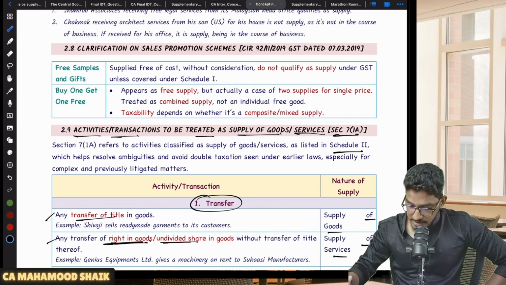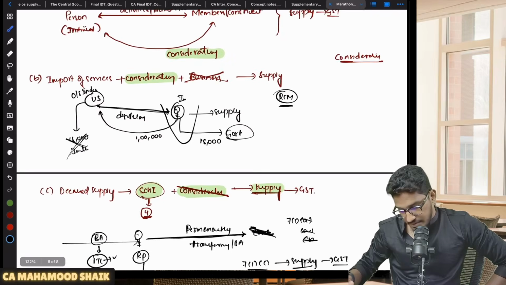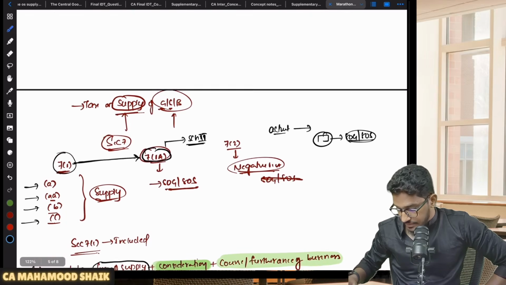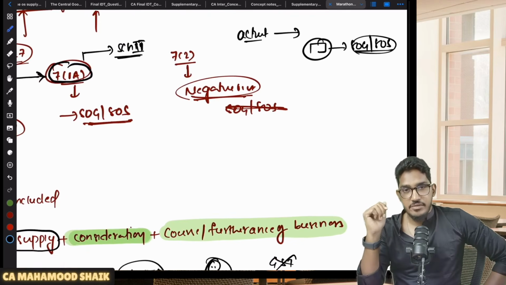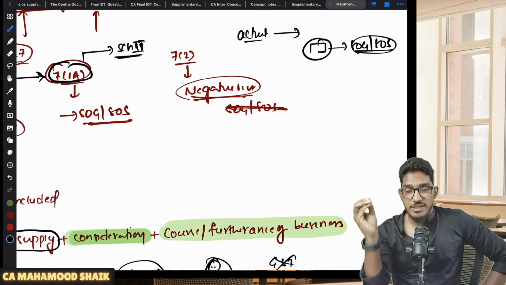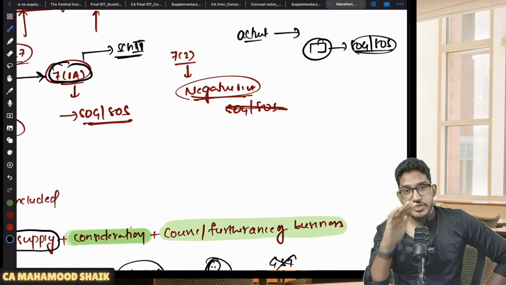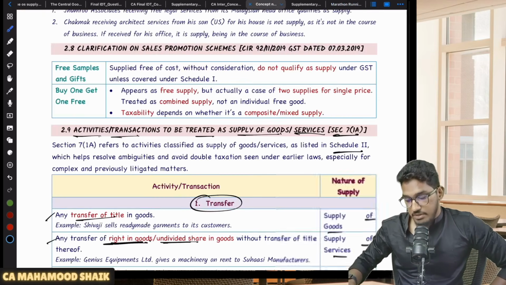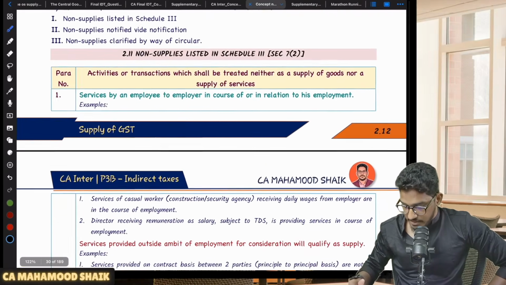Now comes section 7, subsection 2. There are certain activities which will be neither considered as supply of goods, nor considered as supply of services. So section 7, subsection 2 is what I call the negative list. That means they are not treated as supply at all. If they are not treated as supply, there is no question of GST at all. So let us try to understand which are those lucky activities which will be neither considered as supply of goods, nor supply of services.